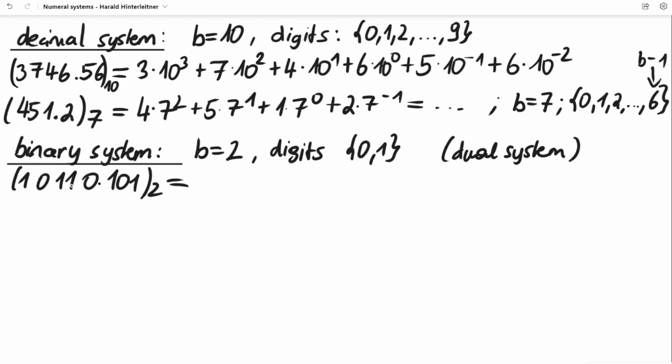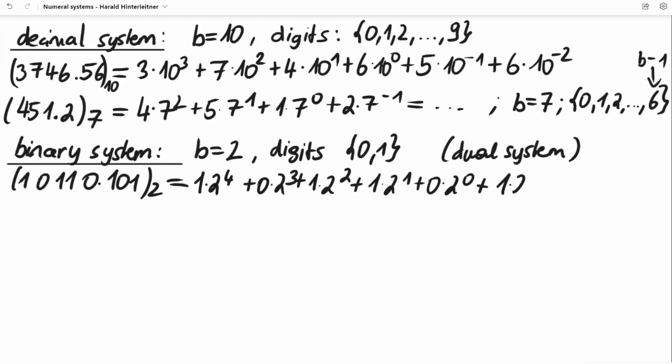So we have 0, 1, 2, 3, 4. So 1 times 2 to the power 4 plus 0 times 2 to the power 3 plus 1 times 2 to the power 2 plus 1 times 2 to the power 1 plus 0 times 2 to the power 0 plus 1 times 2 to the power minus 1, 0 times 2 to the power minus 2, and the last one, 1 times 2 to the power minus 3.